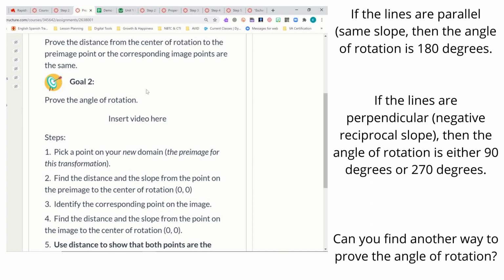If the slopes of the line segments that we find are perpendicular, then your angle of rotation was either 90 degrees or 270 degrees. But if the slopes of the line segments that we're going to find are parallel or the same, that means that the lines are parallel, right? That means that our angle is a 180 degree rotation.